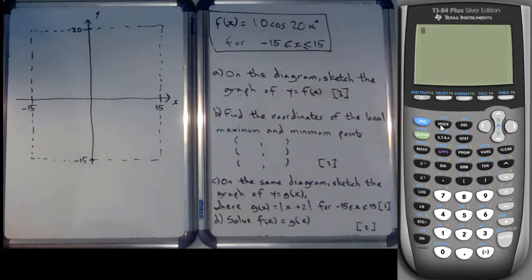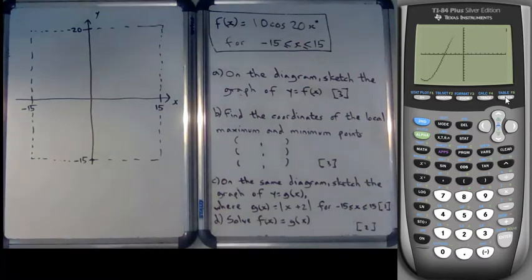And then we're going to actually type in the function. So you go to y equals at the top, and we're going to press 10 cos 20x. So 10 cos, and I'm going to just put 20x, and I'm going to close the bracket. Okay, so I'm going to press enter, and then I'm going to go to graph.